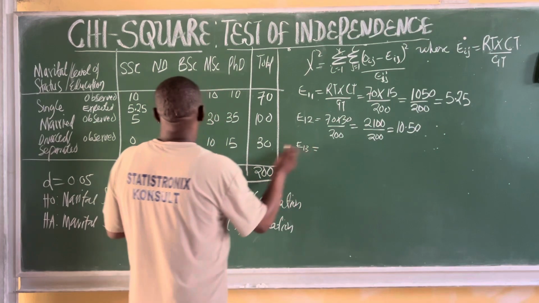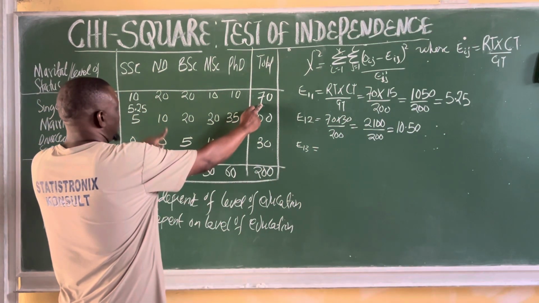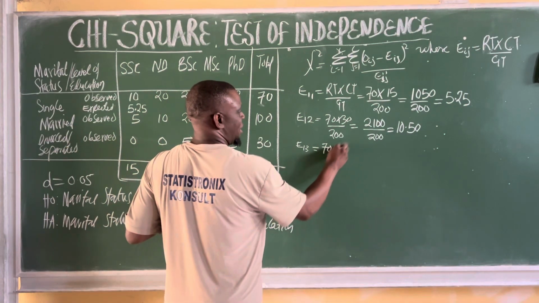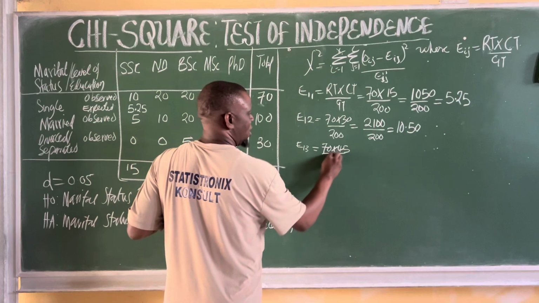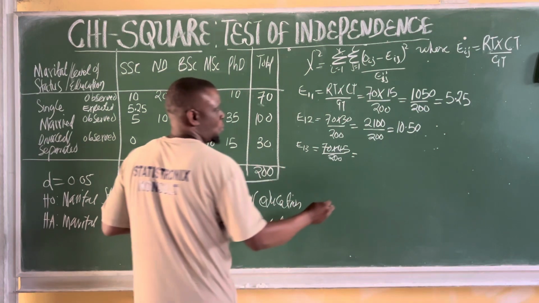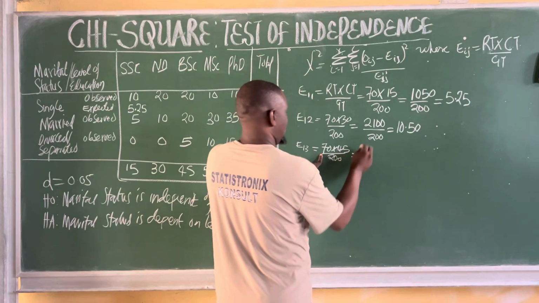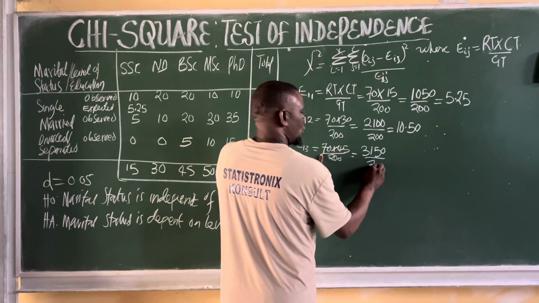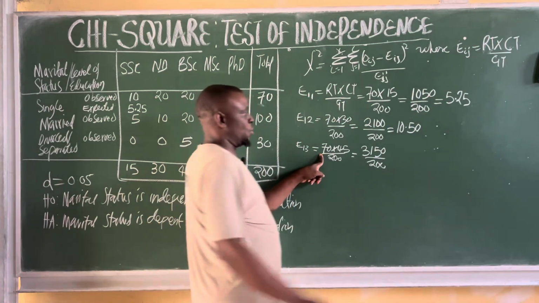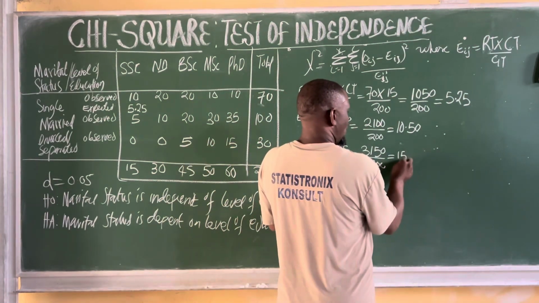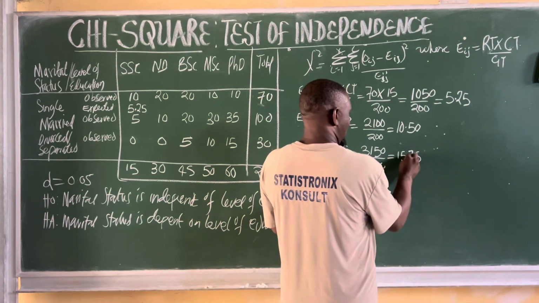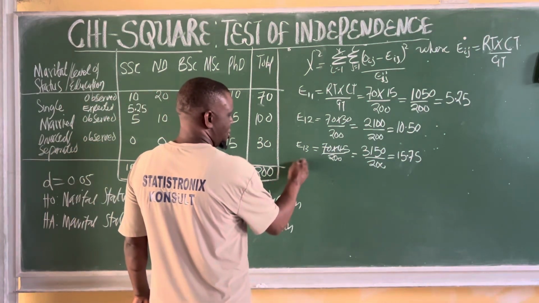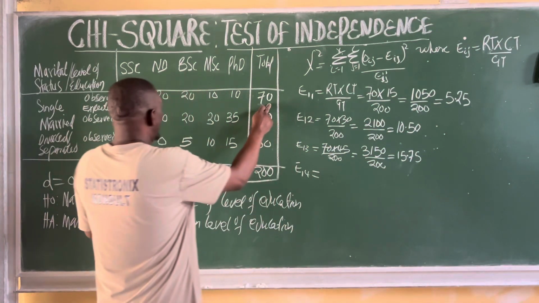E13, where the row total is 70 and the column total is 45. So we'll have 70 times 45 all over 200. And that will be equal to 70 times 45, 3150, all over 200. And that will give us 15.75. Okay? Now, the next is E14, which will be 70.